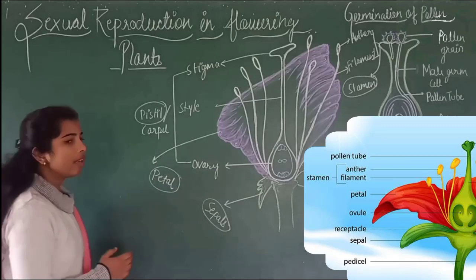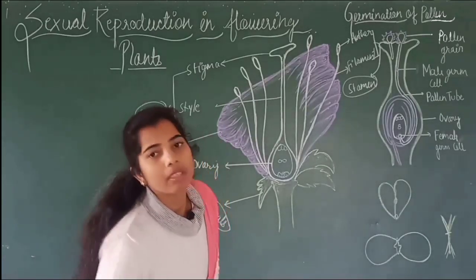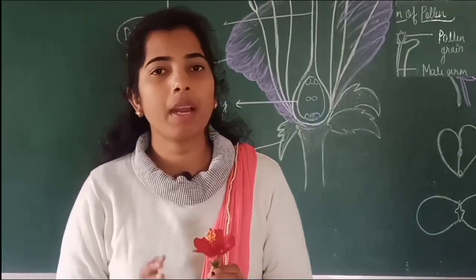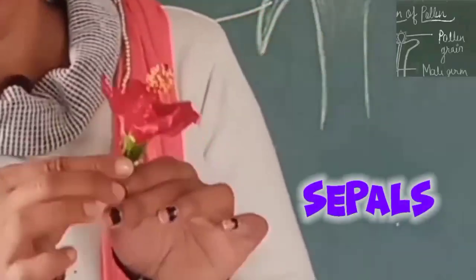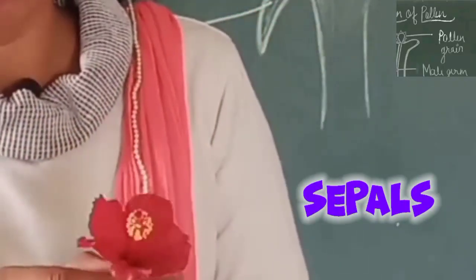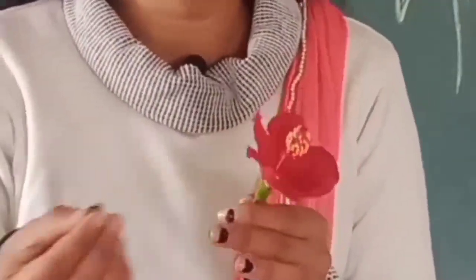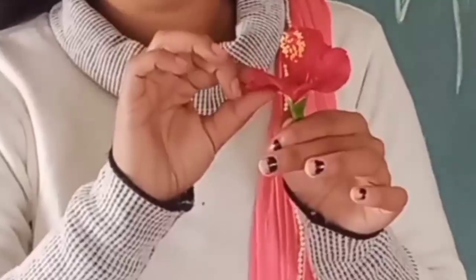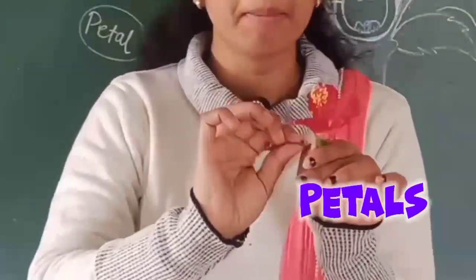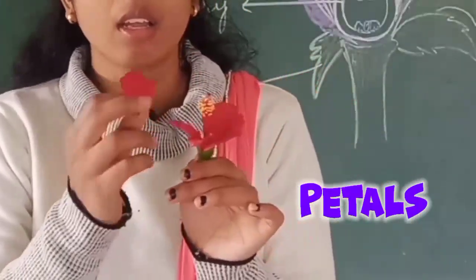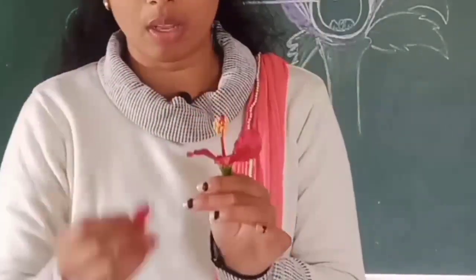Let us see very clearly all the parts of the flower in a hibiscus. These are the green parts of the flower, which are known as sepals. The group of sepals is known as the calyx, and this colored part of the hibiscus is the petals. When the petals are united together and the group of petals is combined, they form the corolla.